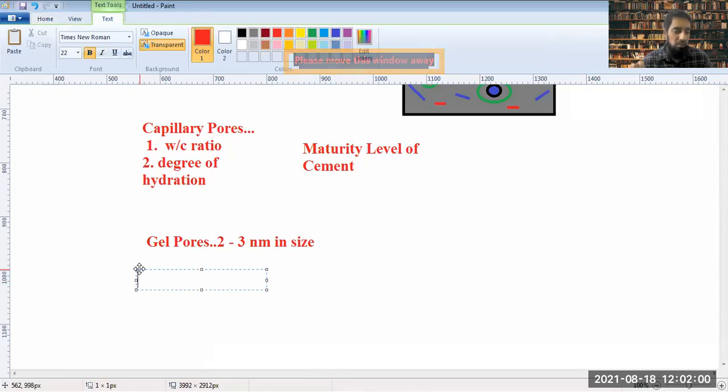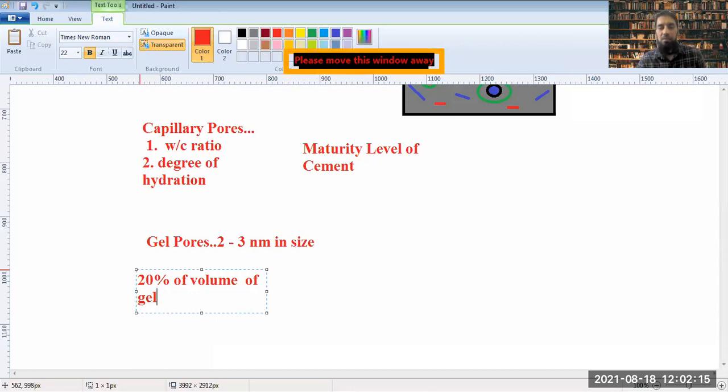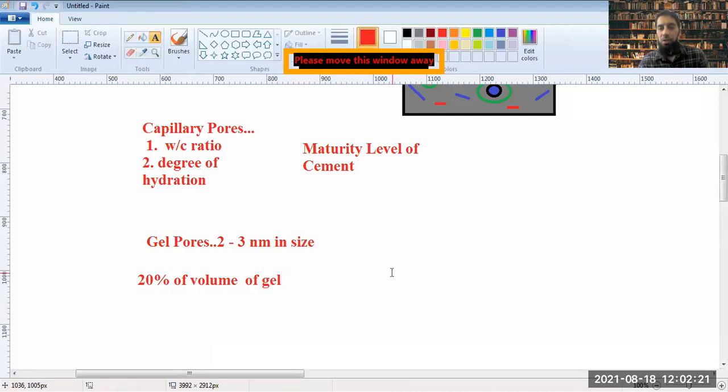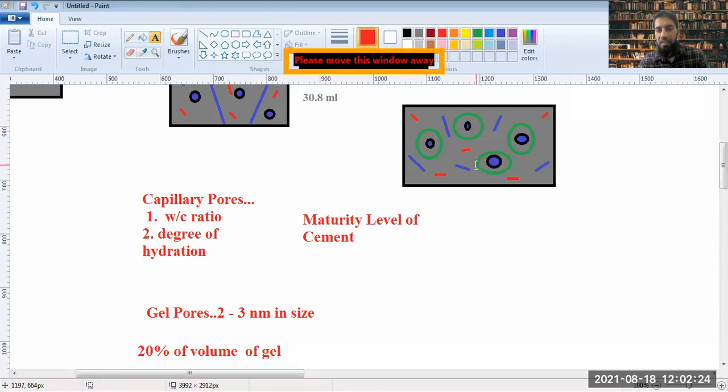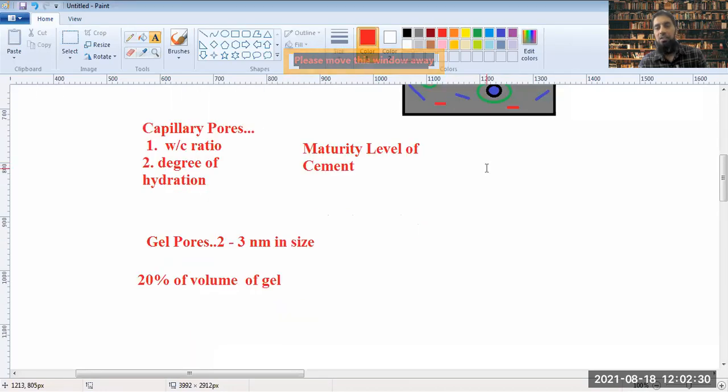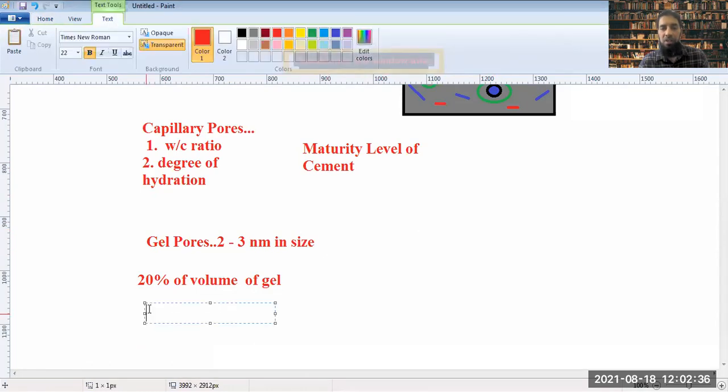So gel pores are very small in size. Now gel pores comprise around 28% of the volume of gel. Of the total gel, the mixture of cement paste and calcium silicate hydrates, 28% of the volume is gel pores. So under this green, if this green is the gel which is the cement paste, 28% is gel spaces and gel pores, so there can be water in it. Most of the time the water is trapped there.